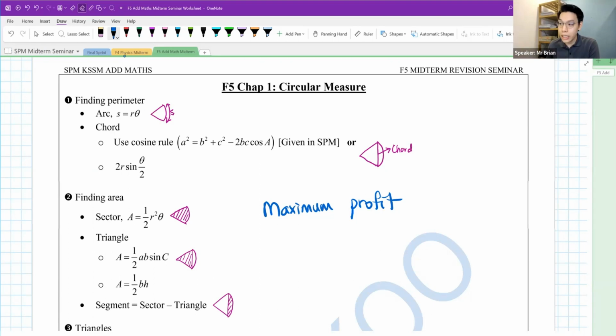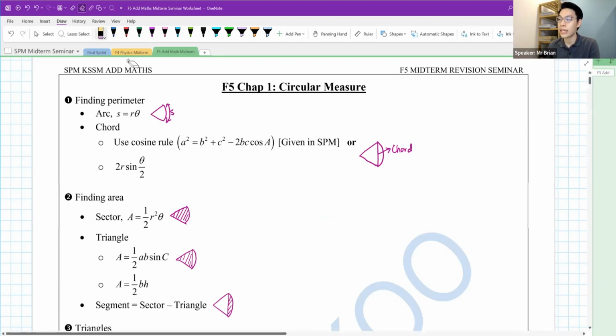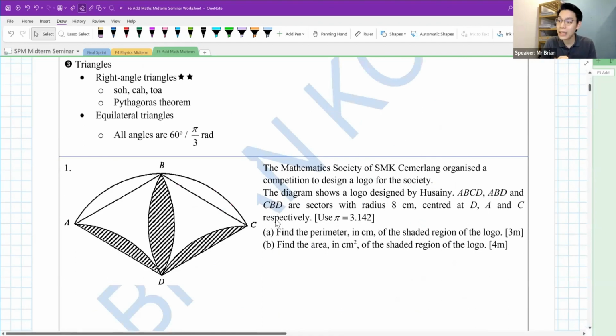So for circular measure, I think you guys have these notes already. For circular measure, I'll just do a quick go through. I will not do any questions unless we have extra time. But later on, I'll give you the answers in a PDF file.